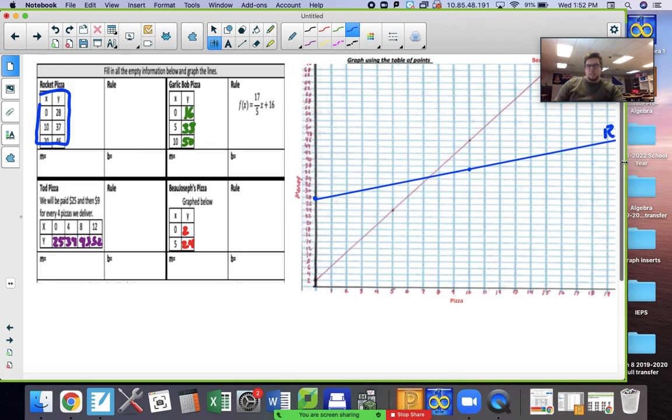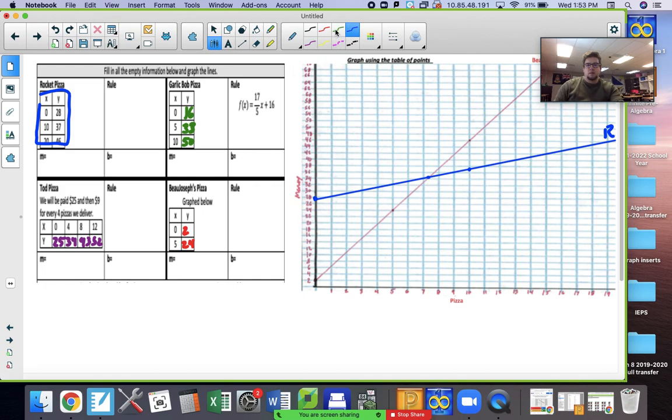So if we look at just these two lines, Rocket Pizza is the better option from 0 pizzas to about 7.5 pizzas. After this point right there, Bo Joseph's becomes the better option. You're making more money for the same amount of pizza. Let's graph the rest of them.